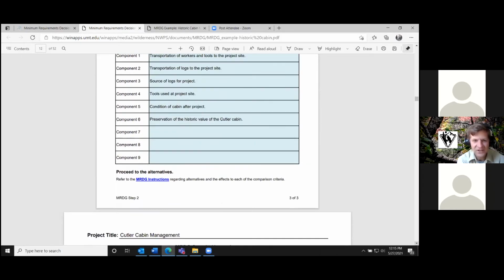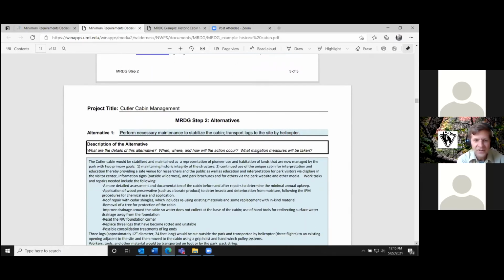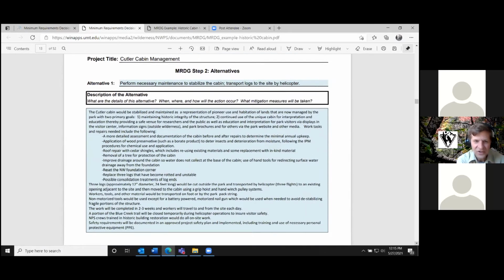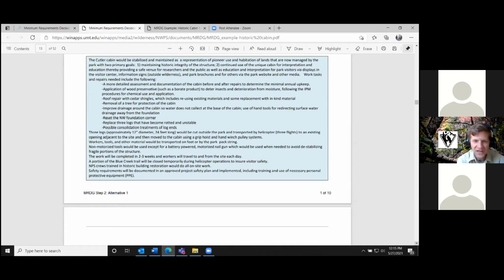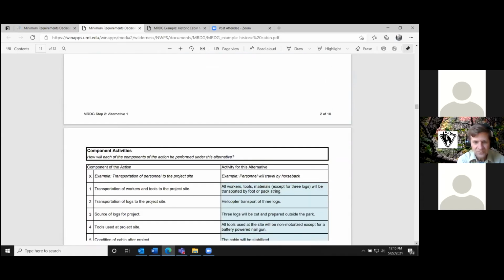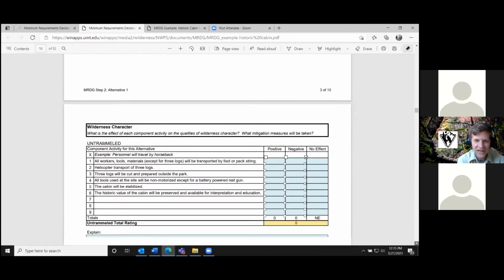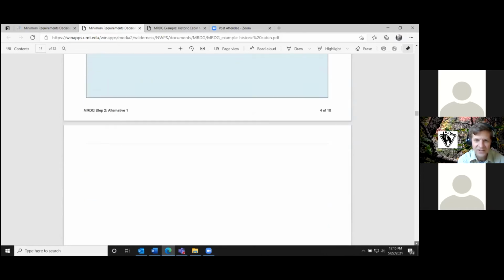And Dan, just to save a little bit of time here, you can just see that here's alternative 1. Provide necessary maintenance to stabilize, use helicopters. Then there's an alternative 2. And for each alternative, they have to run through what the impacts are to the qualities of wilderness character. And you'll see them do that.